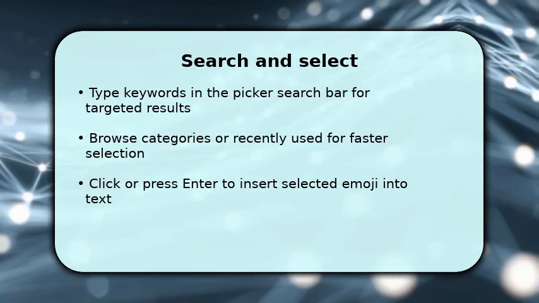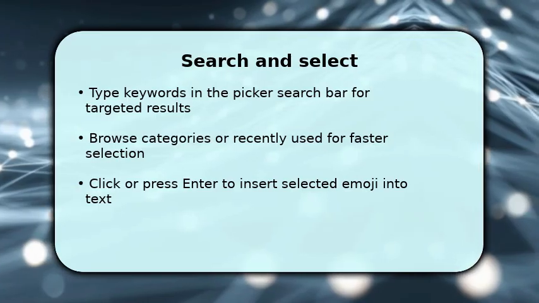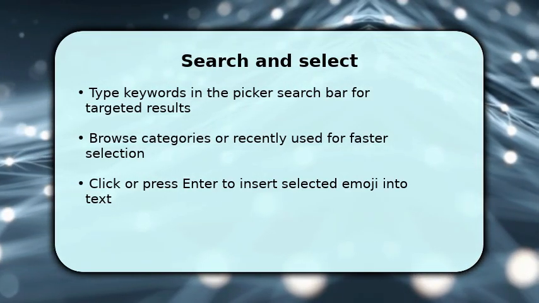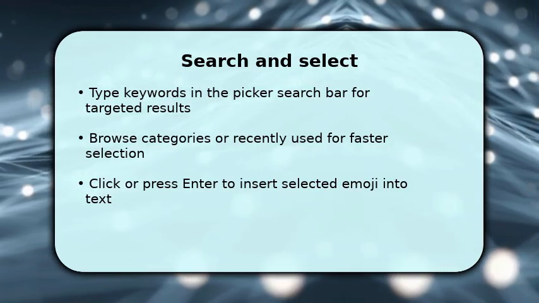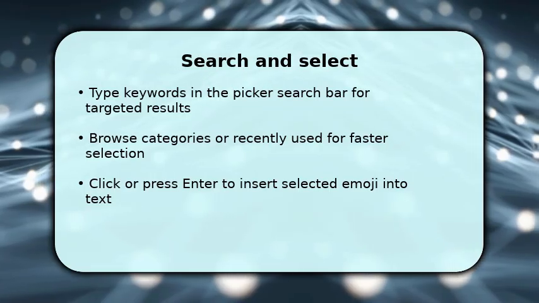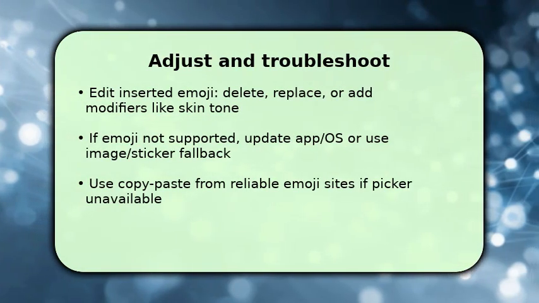Alternatively, scan category tabs for faces, animals, or symbols when mood or context matters. Once you see the one you want, click it or press enter to insert it. Make sure to watch how it renders in your app. Some platforms convert emoji to images or text sequences. Finish by adjusting and confirming the emoji fits your message.